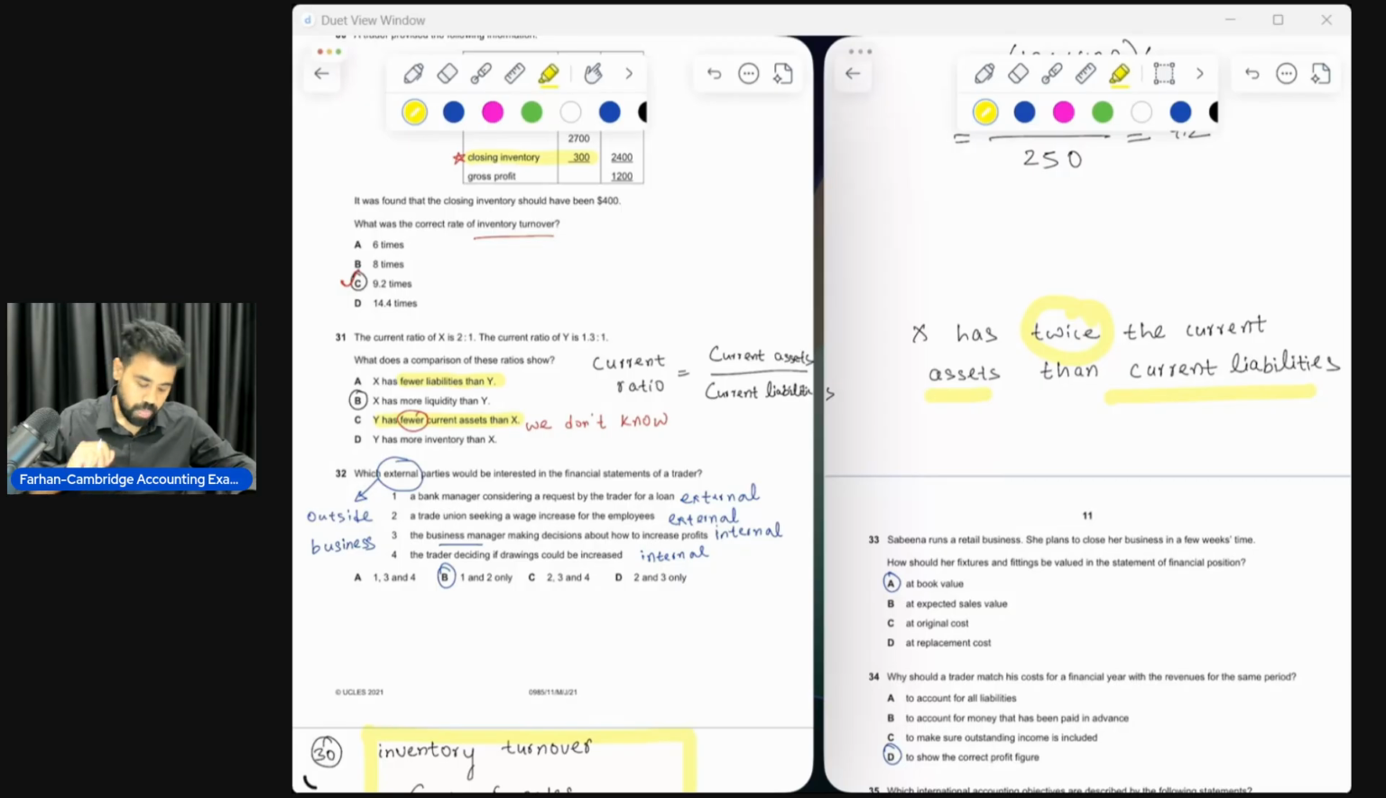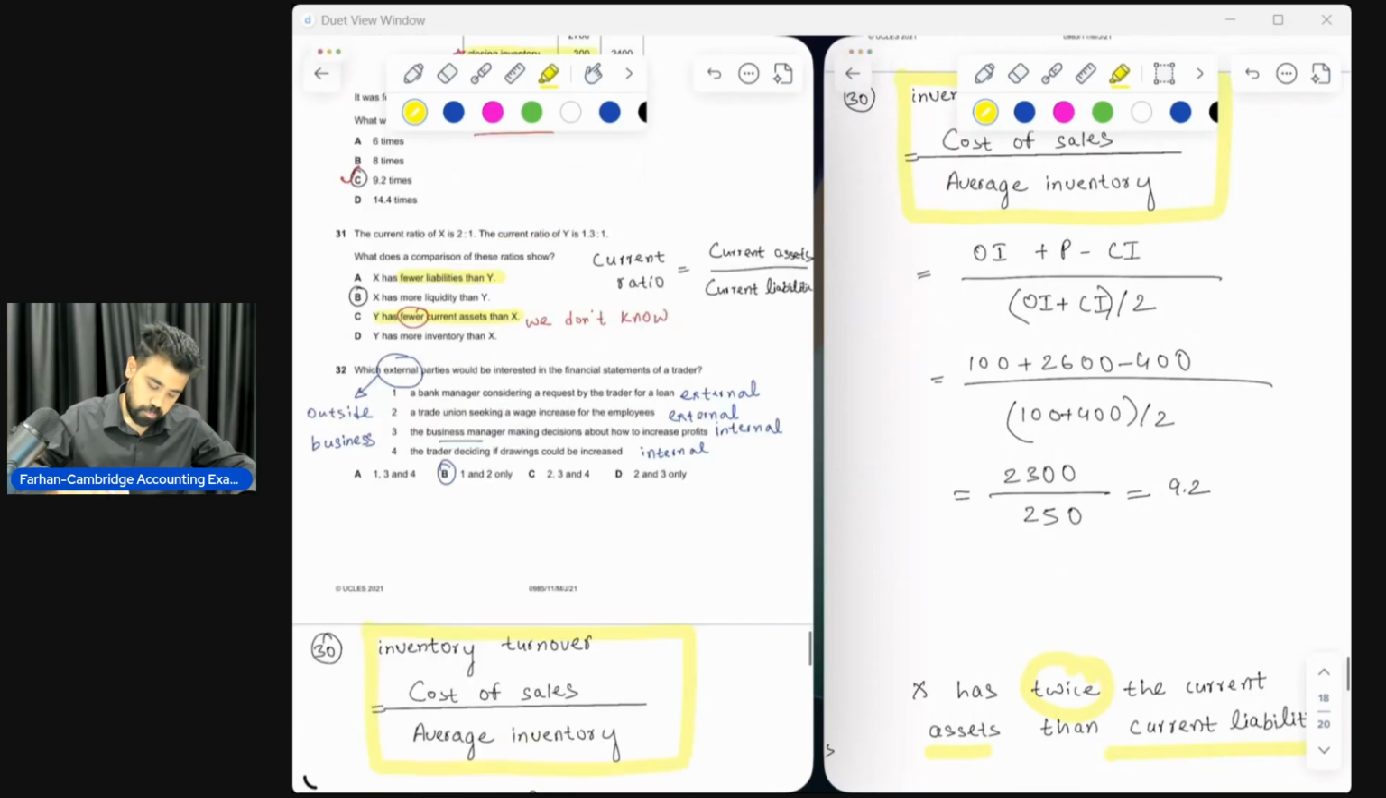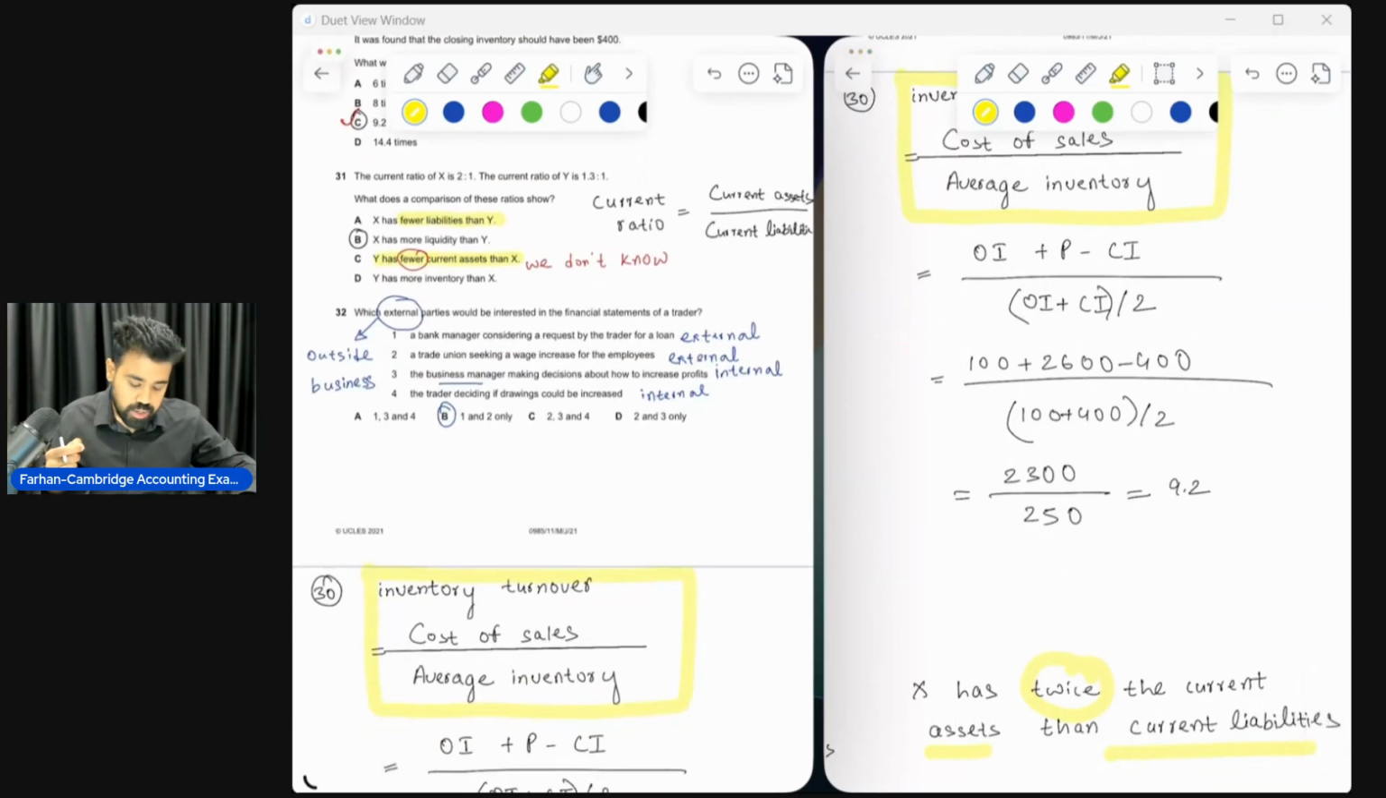All right? Okay, let's go to question 32. Which external parties would be interested in the financial statements of a trader? When we read the word external, it's referring to people or parties outside the business. So within the given options, we need to assess which one is outside and which one is within. Statement 1, a bank manager considering a request by the trader for a loan. The bank manager is outside the business of the trader. It is an external party.